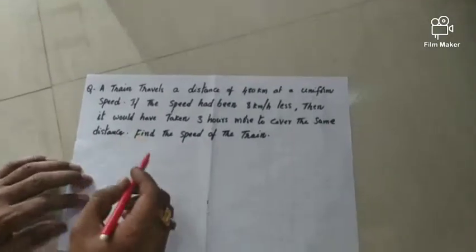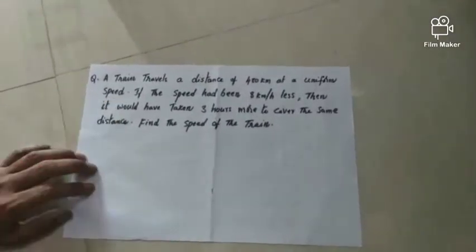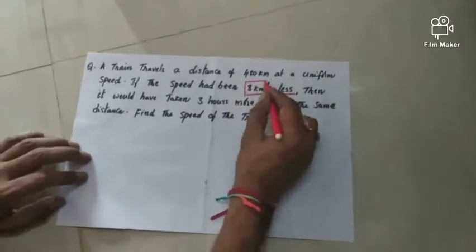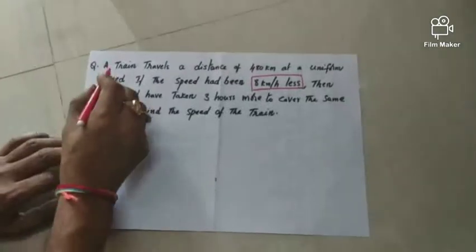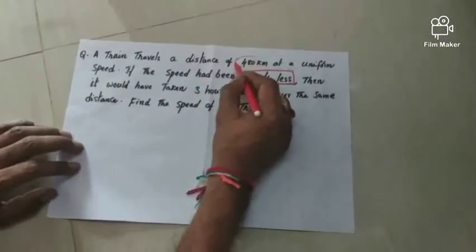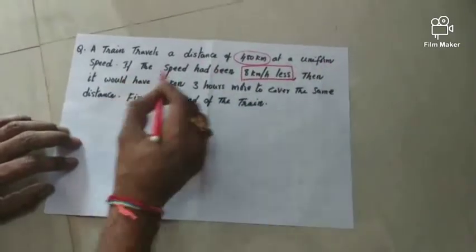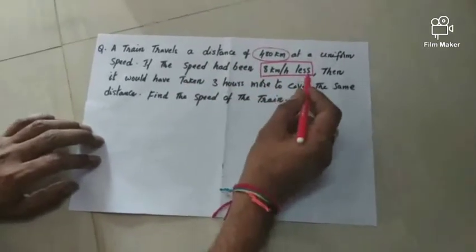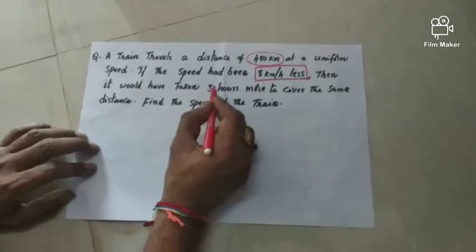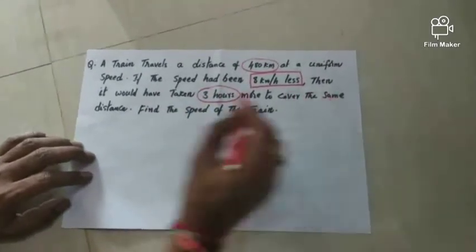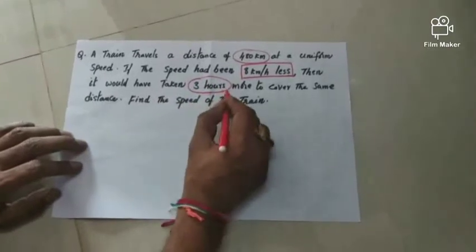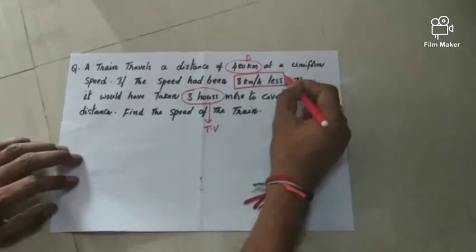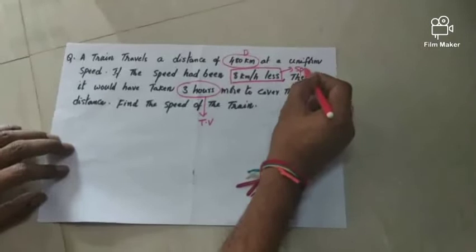If you observe this problem and yesterday's problem, there is a small change. What is that? 8 km per hour less. This is the very important point in this problem. A train travels a distance of 480 kilometers at a uniform speed. So, the distance is the same and the speed had been 8 kilometers per hour less, then it would have taken 3 hours more to cover the same distance. So, it represents the time variation. This is the distance, this is the speed. Did you understand?